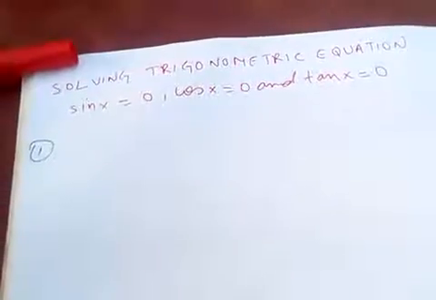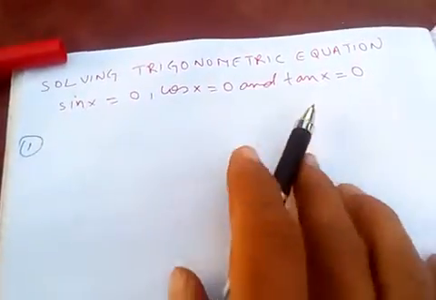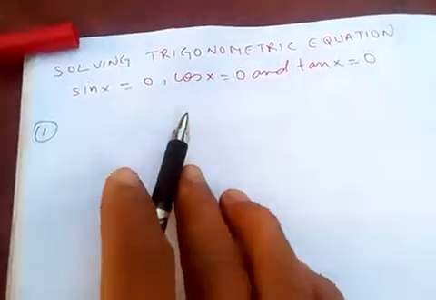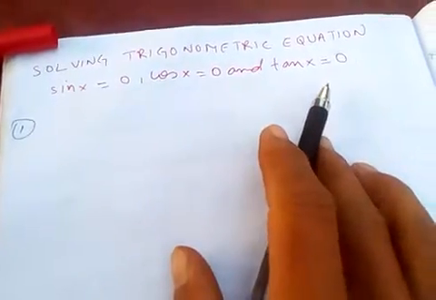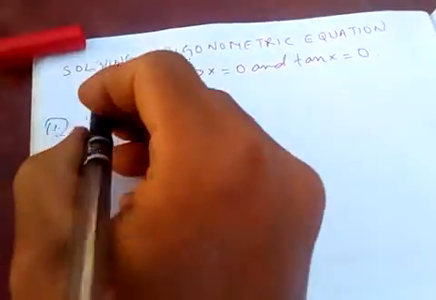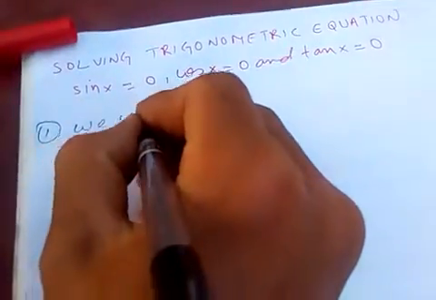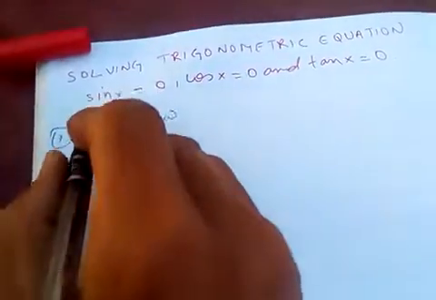Hello friends, today I'm going to discuss trigonometric equations for sin x equal to 0, cos x equal to 0 and tan x equal to 0. So we know, for number 1, let's take this one.